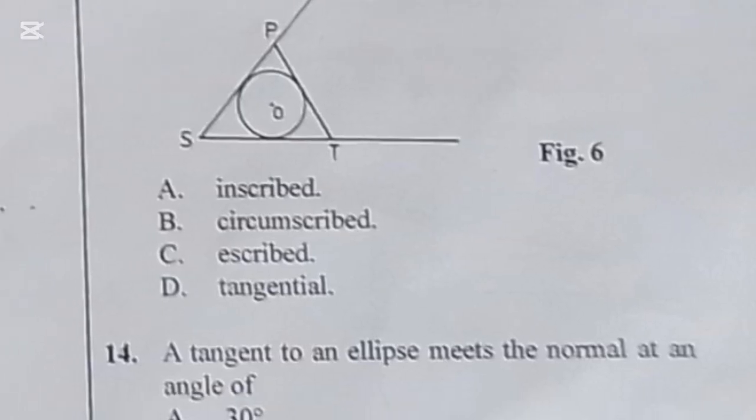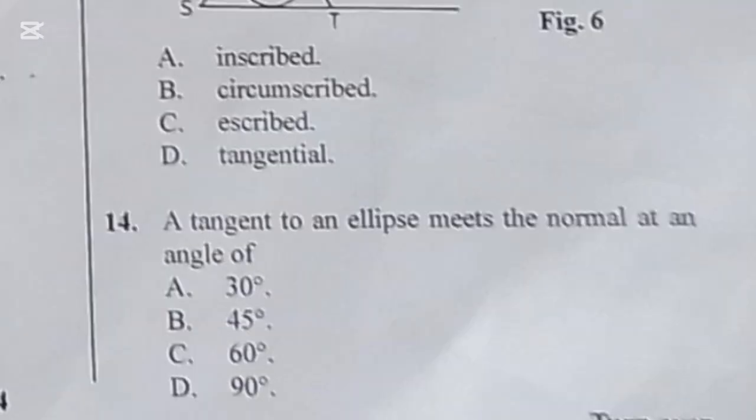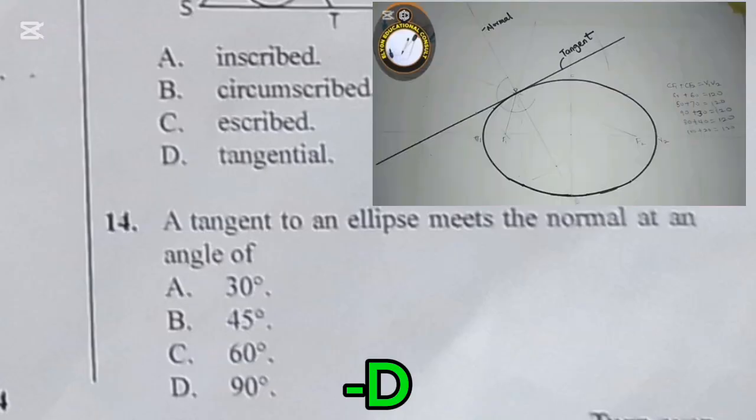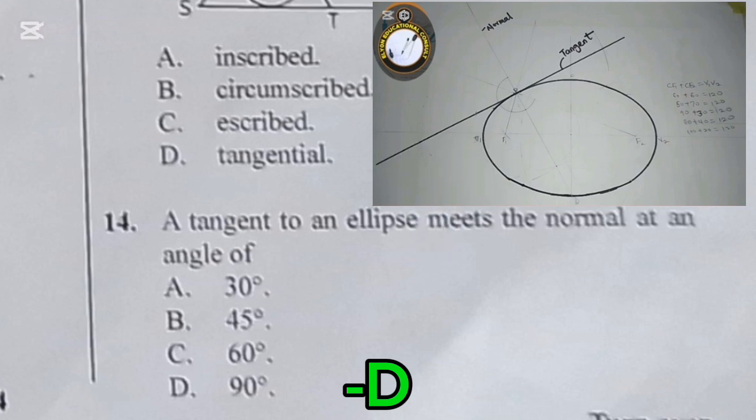Okay, so question 14. A tangent to an ellipse meets the normal at an angle of, okay, the correct answer there is D, at an angle of 90 degrees. As you can see there, you see the normal line and the tangent. Okay, both are meeting at 90 degrees.